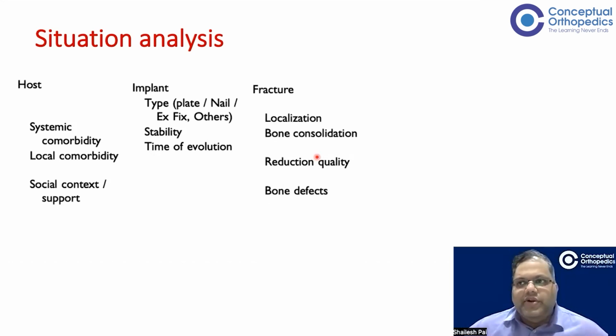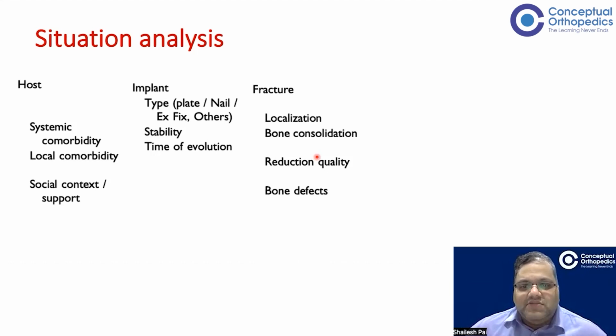And then look into what is happening to the fracture. Where in the bone is the fracture? That is, an articular fracture, metaphyseal fracture, diaphyseal fracture. If it's an articular fracture, then this infection is ending up in septic arthritis, and we need a much more stable implant. Okay. And what is happening to the union as such?